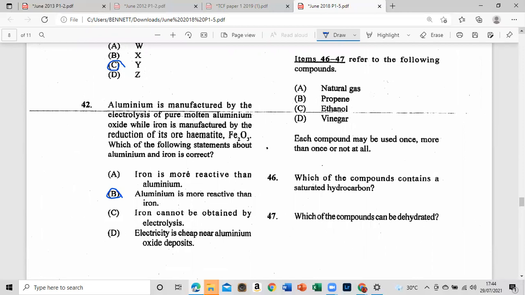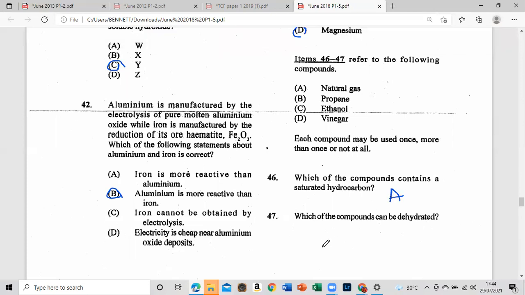Items 46 to 48 refer to the following compounds. So we have natural gas, propane, ethanol, and vinegar. So this is a new question. Each compound may be used once, more than once, or not at all. 46. Which compound contains a saturated hydrocarbon? And that is A, natural gas. Make note of it, guys. Let's move on to 47. Which compound can be dehydrated? And that would be C, ethanol.